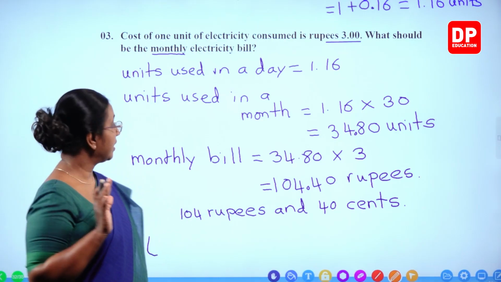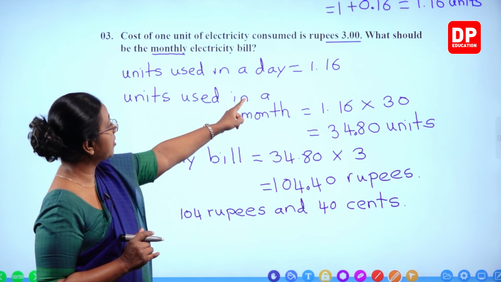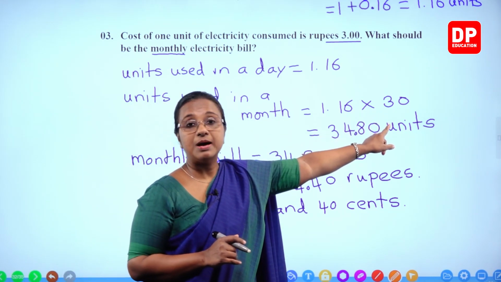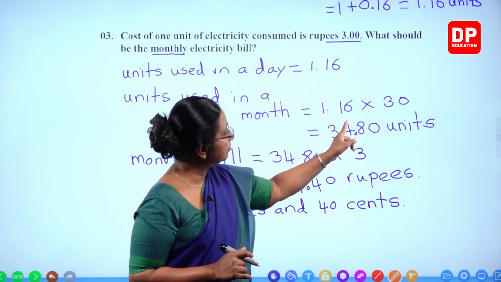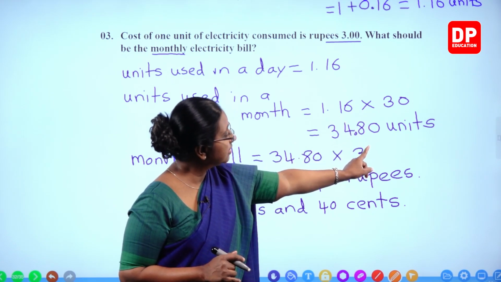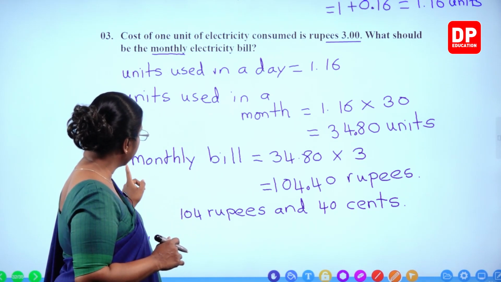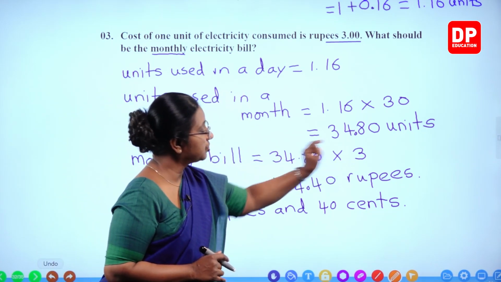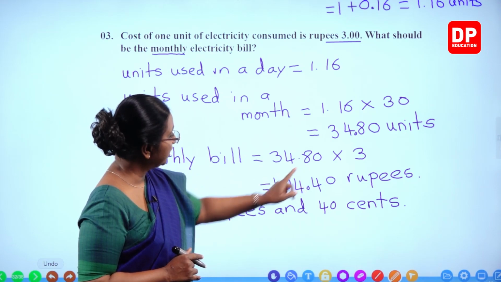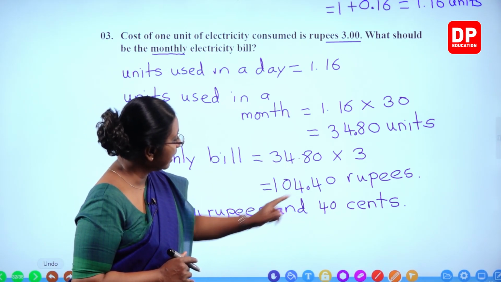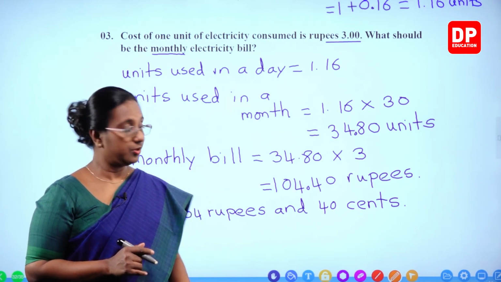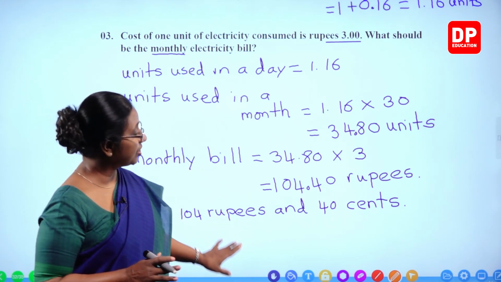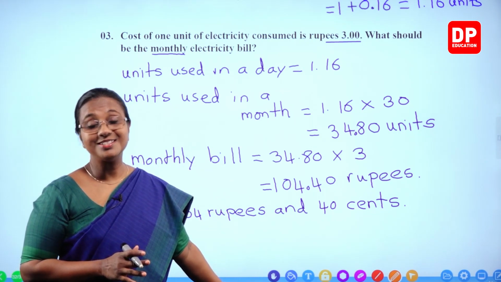So here students, you all have to remember when we calculate the number of units used in 1 day, if they ask for a month, you have to multiply by 30. So 1.16 units into 30, you get the answer as 34.80 units. And thereafter, if you calculate the monthly bill, each unit costs rupees 3. So 34.80 units into 3, you get the answer as 104.40. So that is going to be 104 rupees and 40 cents. I am sure students, you are also able to do these types of calculations correctly.